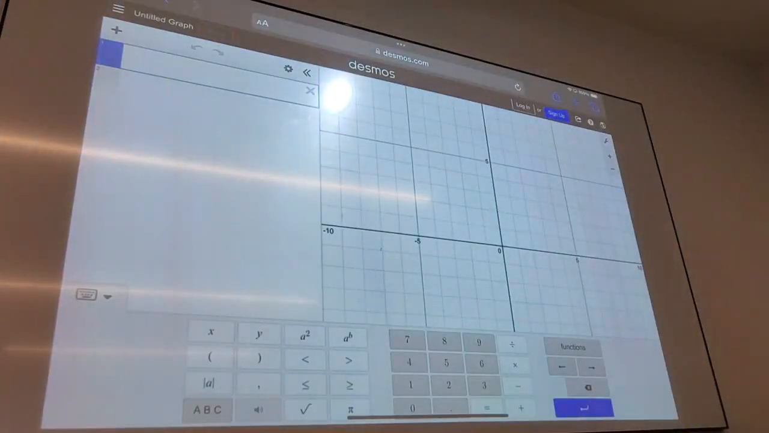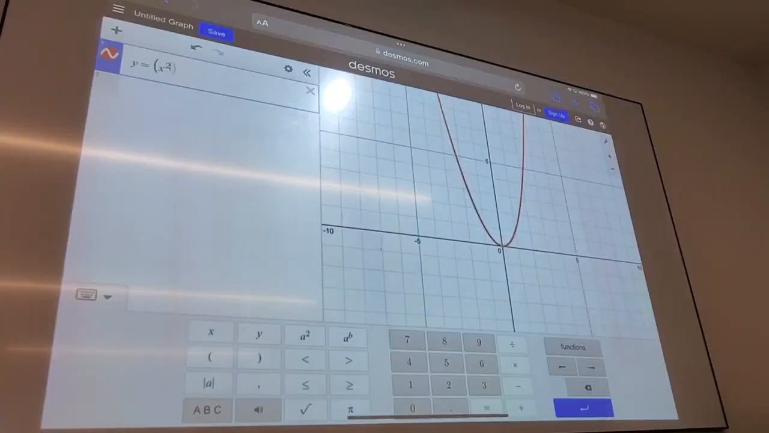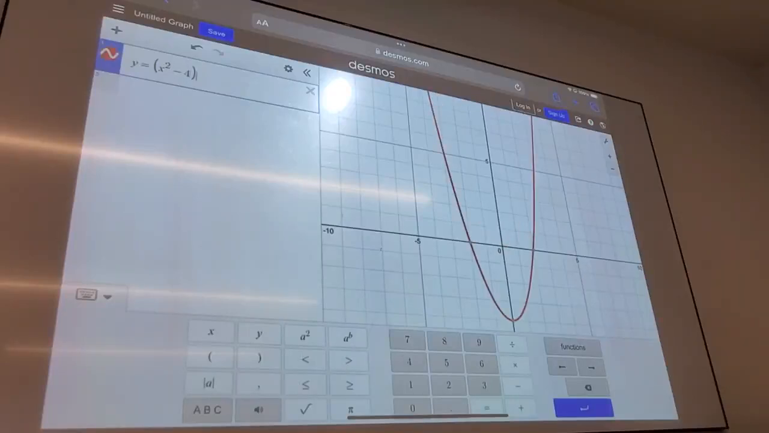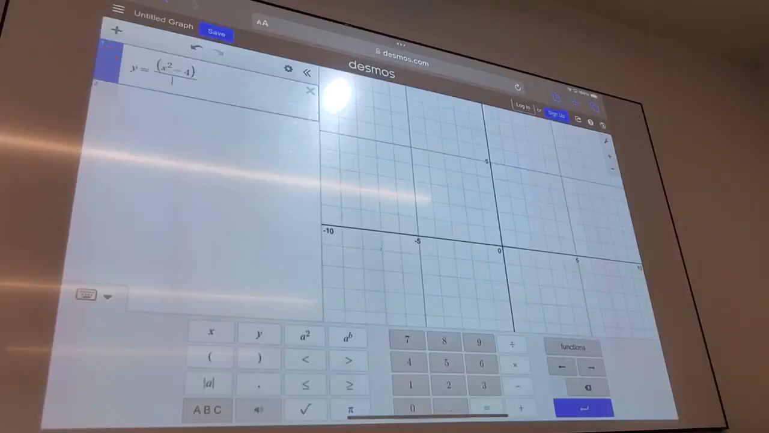Let's see. Y equals. There we go. What was the function? Parentheses. There it is. What was the top again? X squared minus 4. Thank you. Where's my x? There it is. X squared minus 4. Divided by. The bottom was what?